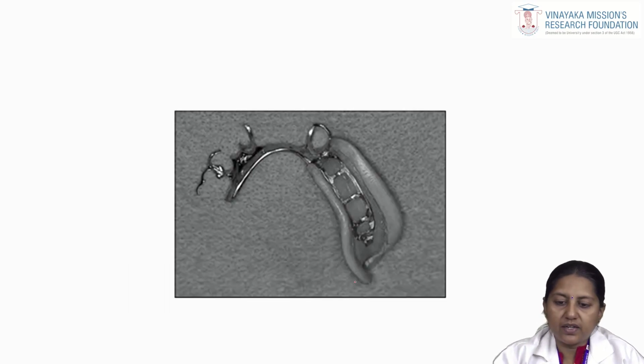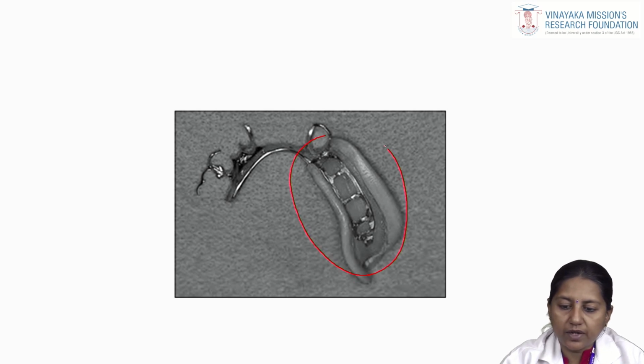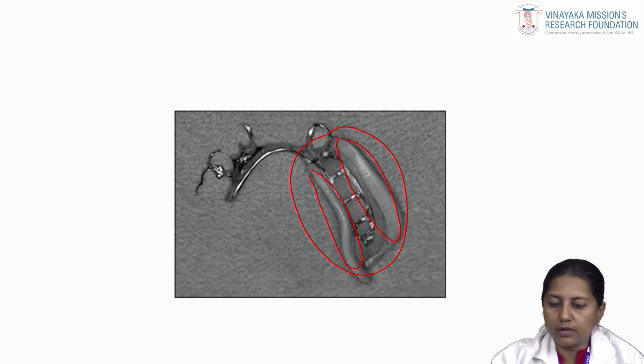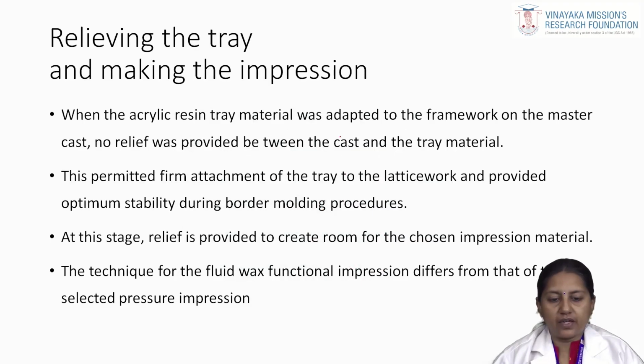Can you see we have already added the impression tray to the framework and we have checked the extension, and now we have done the border molding on the buccal and lingual sides. Now, how do you relieve the tray and make the impression? When the acrylic resin tray material was adapted to the framework, no relief was provided between the cast and the tray material. This permitted firm attachment of the tray to the lattice work and provided optimum stability during the border molding procedures. At this stage, relief is provided because you need to have a secondary impression.